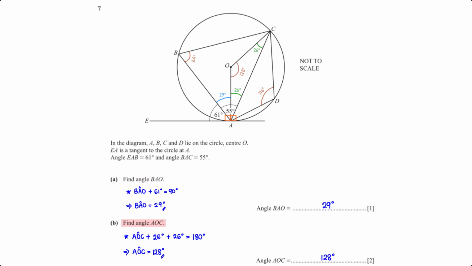Find angle AOC. To get this angle, we subtract 29 degrees from 55 degrees, which gives us 26 degrees. OA and OC are radii of the circle, which makes triangle AOC an isosceles triangle. Base angles in an isosceles triangle are equal. The sum of the angles in triangle AOC must add up to 180 degrees. So we have angle AOC plus 26 plus 26 equals 180. When we make angle AOC the subject, we get 128 degrees.